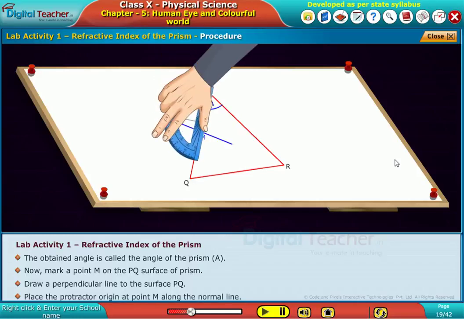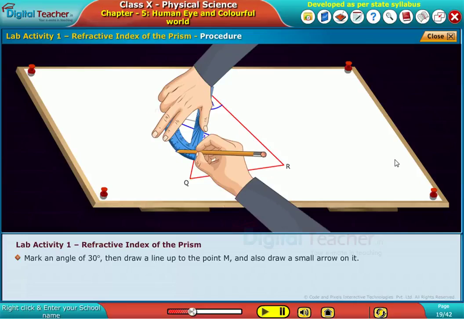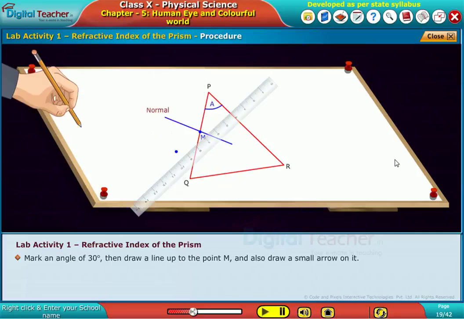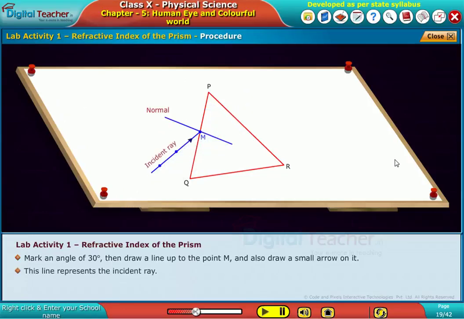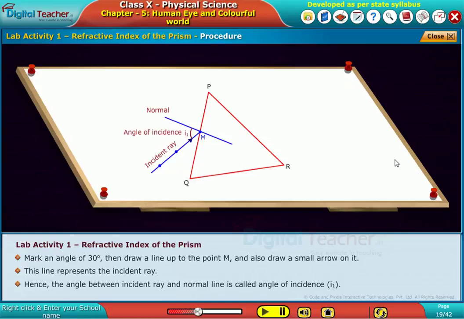Place the protractor origin at point M along the normal line. Make an angle of 30 degrees, then draw a line up to the point M and also draw a small arrow on it. This line represents the incident ray. Hence, the angle between incident ray and normal line is called angle of incidence I1.